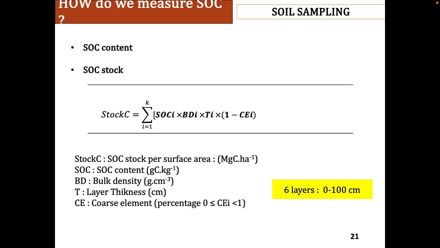So we have to take the soil organic carbon content here and the bulk density of the soil, and we have done that with 6 layers of the soil from 0 to 100 centimeters.